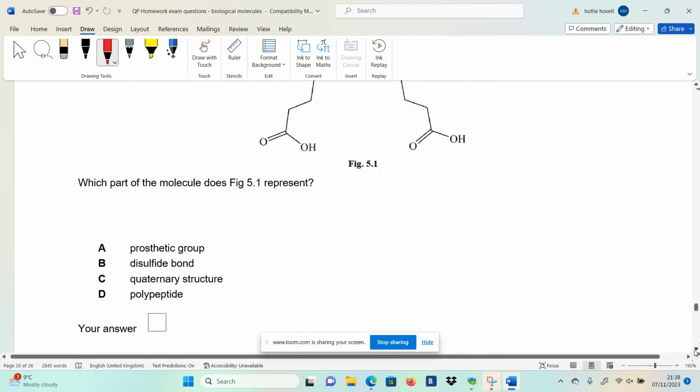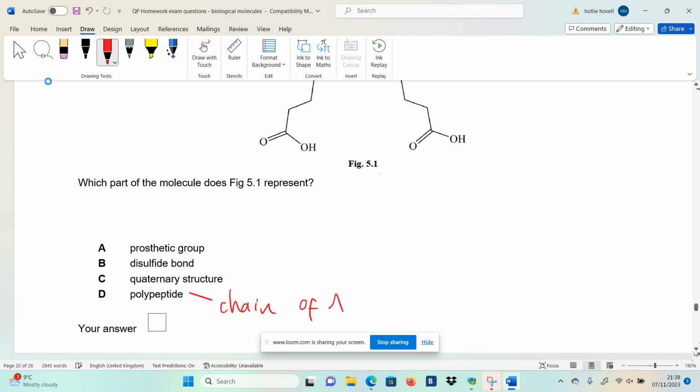So is it a prosthetic group? Is it a disulfide bond? Is it a quaternary structure? Is it a polypeptide? A polypeptide is a chain of amino acids that start at the bottom. A quaternary structure means that it's more than one polypeptide. Disulfide bond is going to be sulfur to sulfur. And a prosthetic group is something that's non-protein.